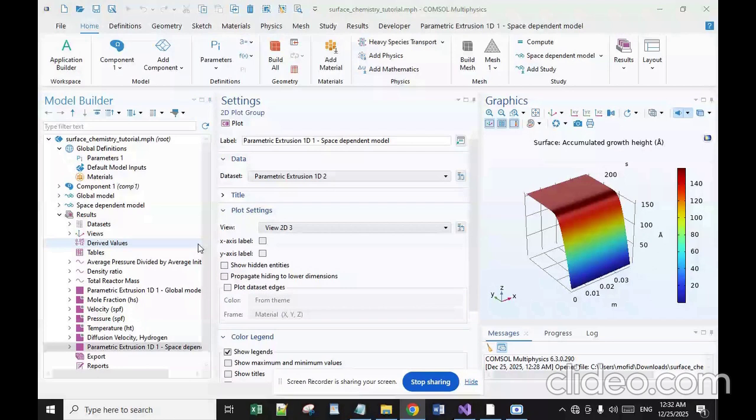And what are the common energy sources? The first one is thermal CVD, which uses heat from resistive heaters or lamps. The next one is plasma enhanced CVD, which uses plasma, radio frequency, or microwave for lower temperature processing.